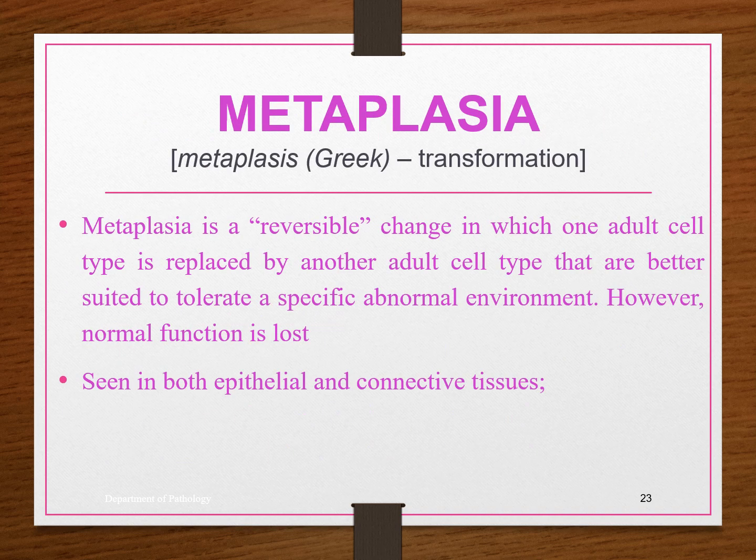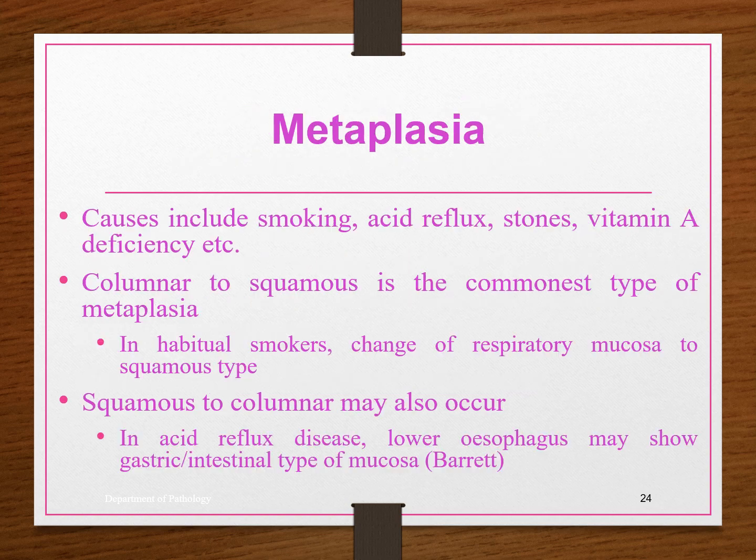Now coming to the last but not the least adaptation, that is metaplasia. Metaplasia means transformation. Metaplasia is a reversible change in which one adult cell type is replaced by another adult cell type that is better suited to tolerate a specific abnormal environment. However, normal function is lost. It is seen in both epithelial and connective tissues.